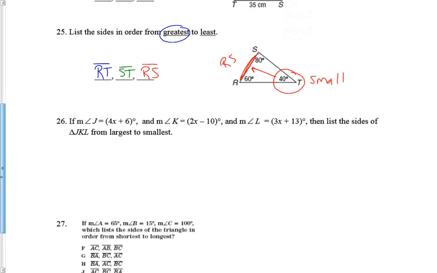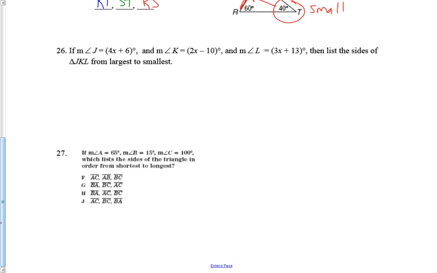Number 26. We have three angles, and we are trying to list the sides of the triangle from largest to smallest. Well, the first thing I need to do is figure out how big each angle is. I don't know that right now, but I know all the angles add up to 180. So I'm going to take my 4x plus 6 plus 2x minus 10 plus 3x plus 13 and set that equal to 180. This will allow me to find x.